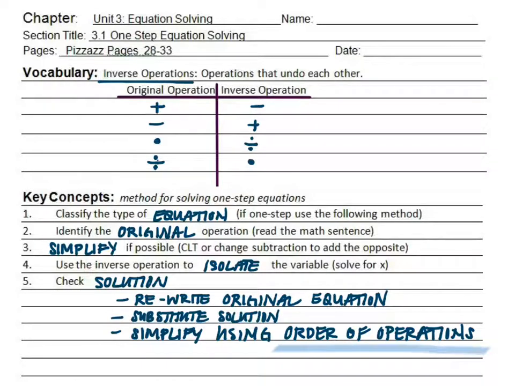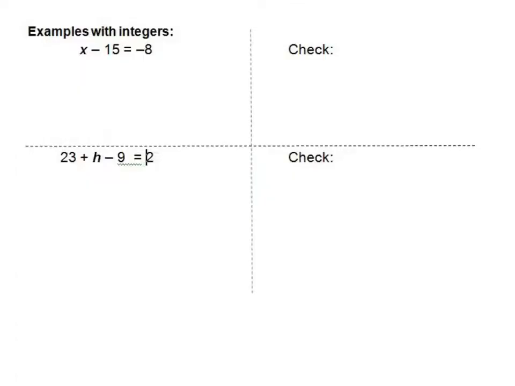Normally at the end I'll do a double check, and sometimes I'll even write out that this is my check as a label to what I'm working with. Let's go ahead and do some guided examples. So our first example that we're working with is x minus 15 equals negative 8.